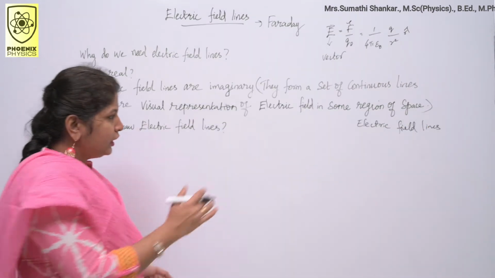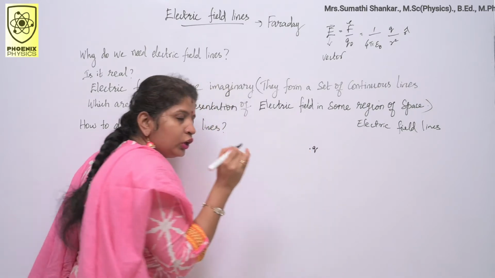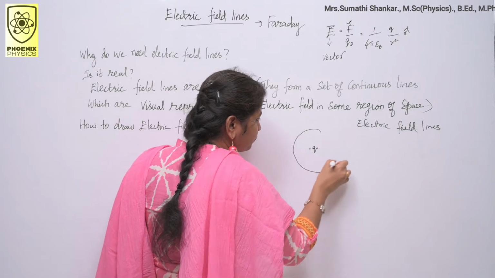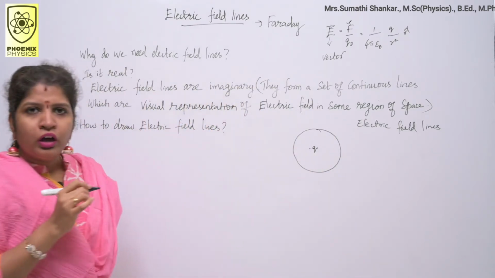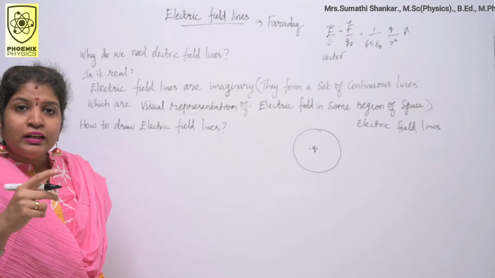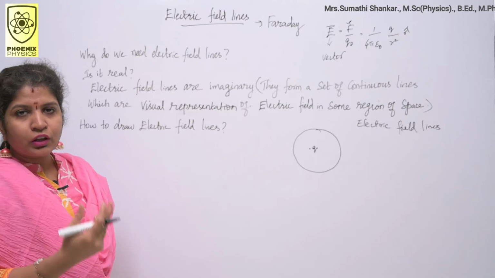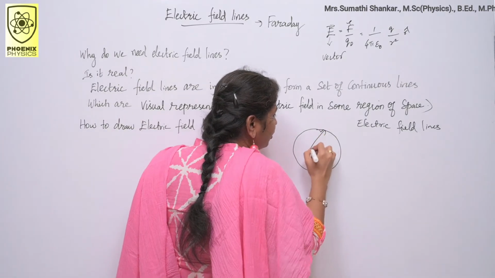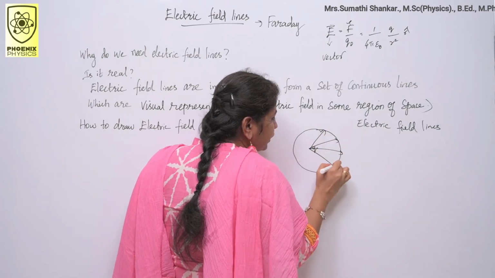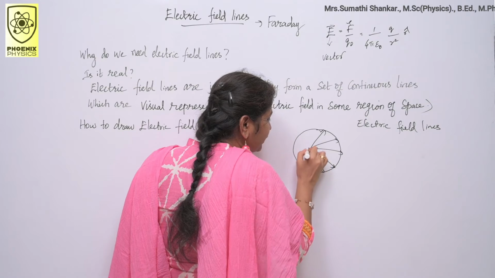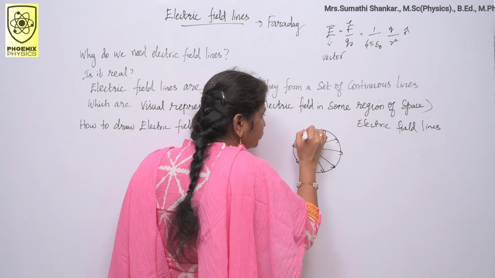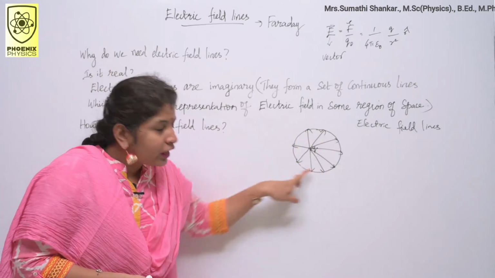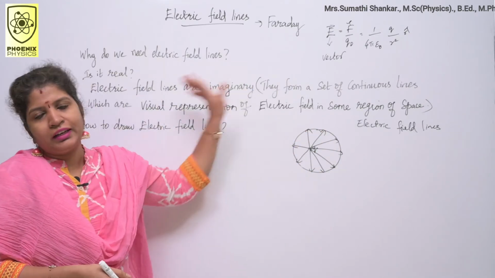What is the meaning? Here I have charge Q. You know that this charge produces an electric field in the surrounding space, right? Now, I want to find out the direction of the electric field. How do you find out the direction of electric field? Suppose you draw a line like this, we can mark or understand the direction of the electric field. So, electric field vectors are visualized by the concept of electric field lines.